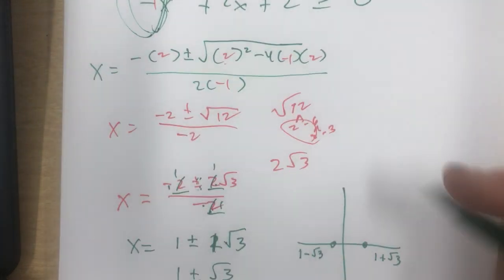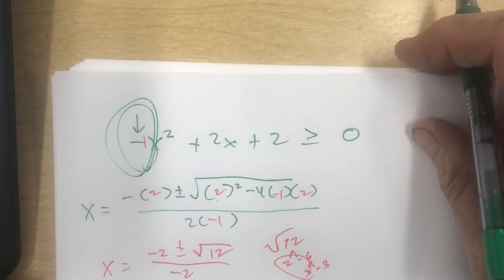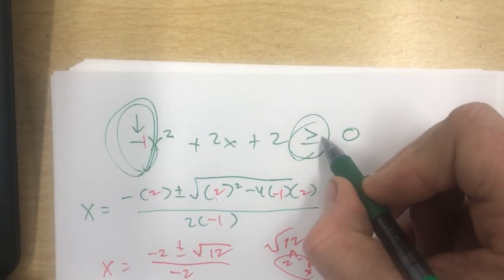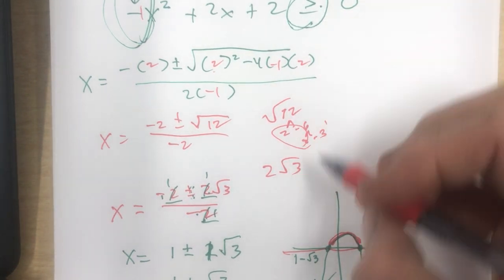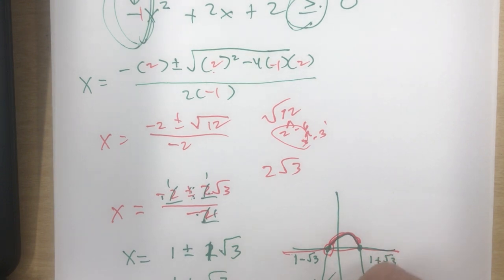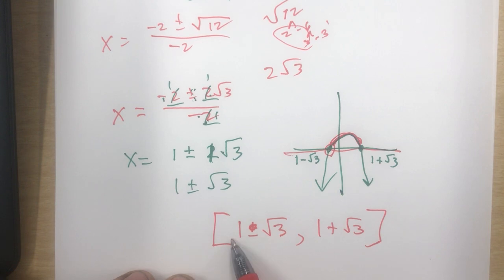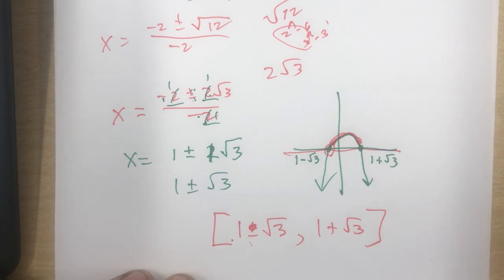Now remember this, it's concave down. And then look here, when is this greater than or equal to 0? Right here. See, here's 0. It's greater than 0 right there, and it's equal to, so we're going to have to include these endpoints. So basically, this is from 1 minus radical 3 to 1 plus radical 3, and we're going to have brackets on it. And that should be my answer there.